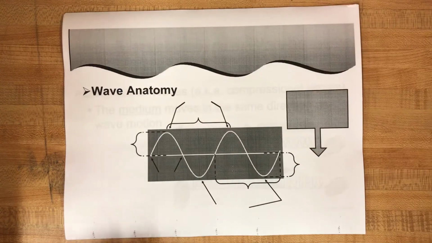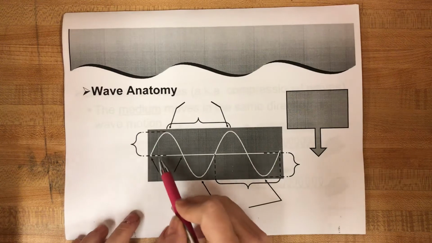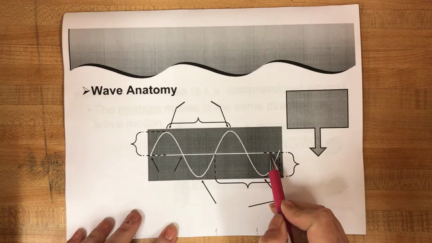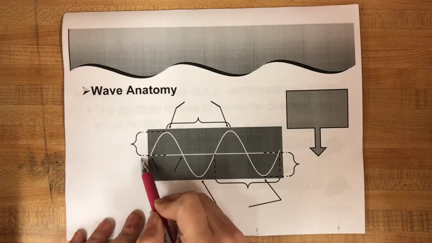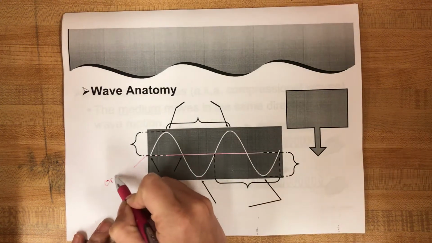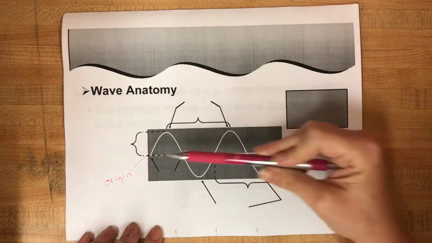Okay? Now here is what's called wave anatomy. It's the parts of the wave. You've got to make sure you know every little piece that I'm about to show you. So let's talk about first, this line here is called your origin. Okay? So this line there, the line that's going down the middle, is your origin. Alright, so it's in the middle of the wave itself.